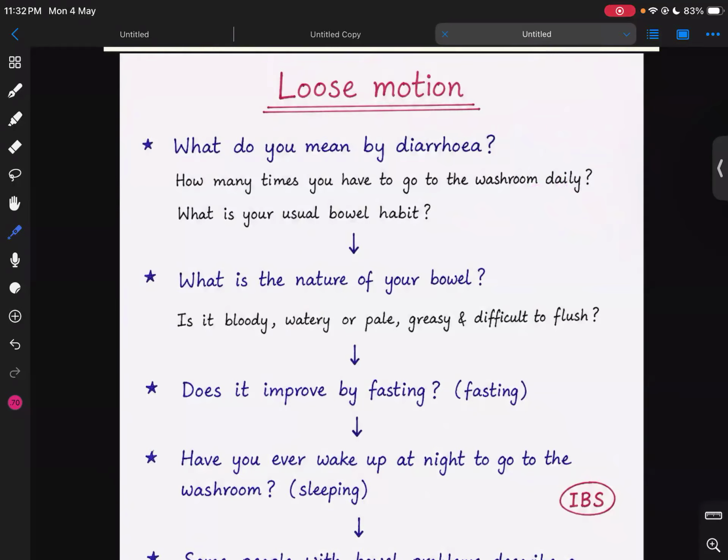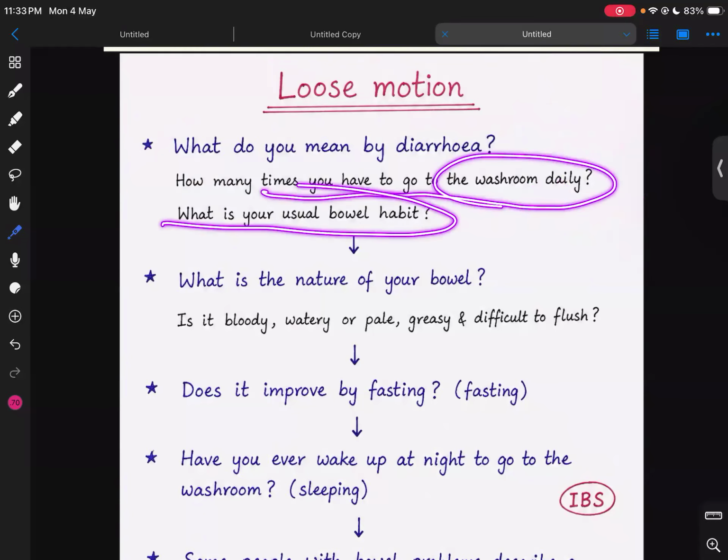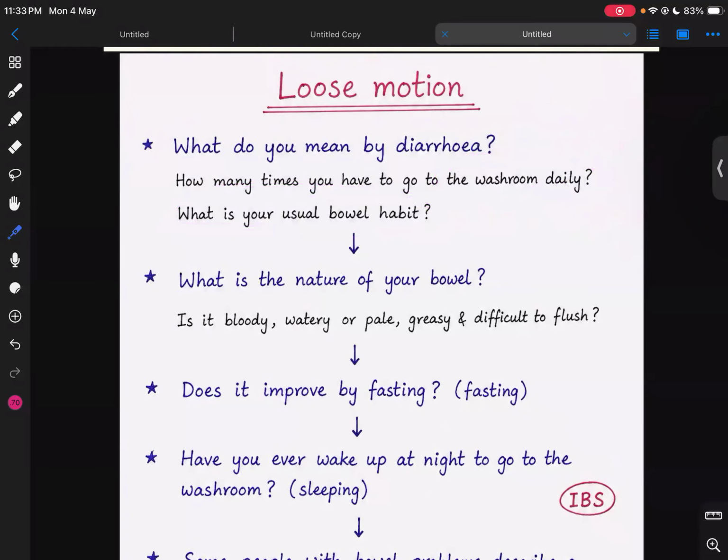So what should be the initial question of loose motion? Our first question should be, what do you mean by diarrhea or loose motion? How many times do you have to go to the washroom daily? What is your usual bowel habit? We have to make it confirm in front of the examiner that this is a true case of loose motion. This has to be something different from the usual bowel habit of the patient.